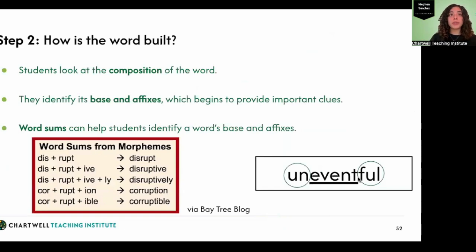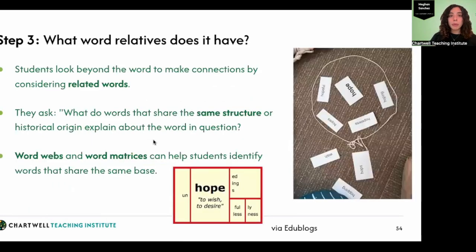Next, we delve into step 2. How is the word built? This is where students look at the composition of the word. They identify its base and any affixes it might have. And they start thinking about, what does this word mean? How is it composed?